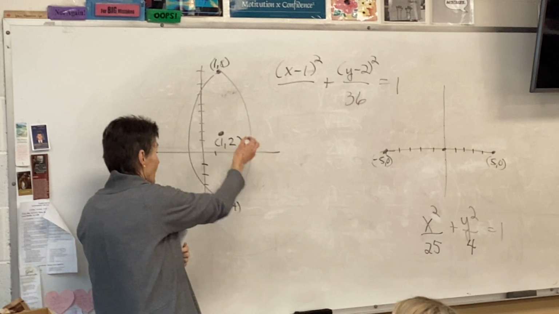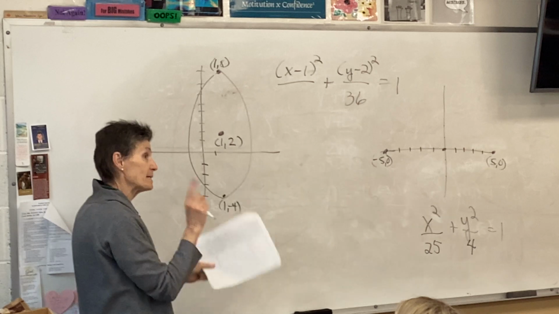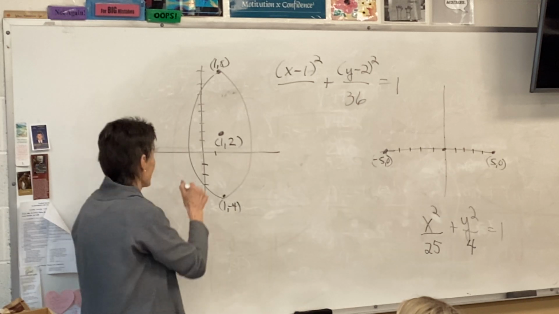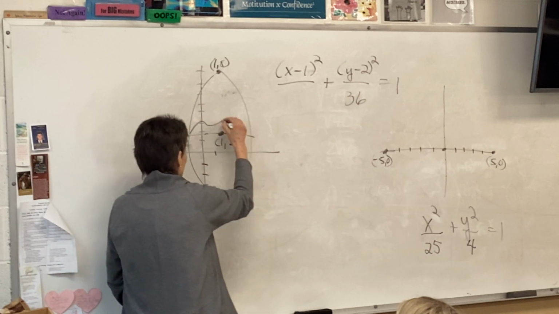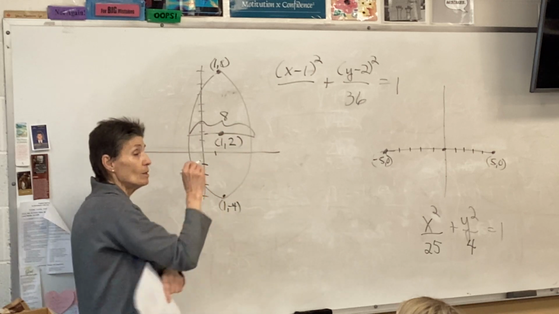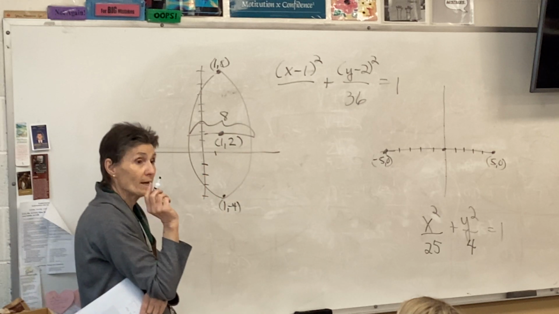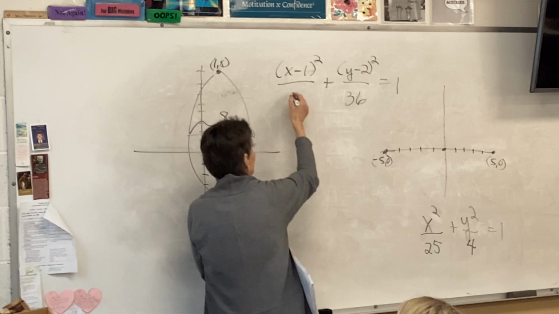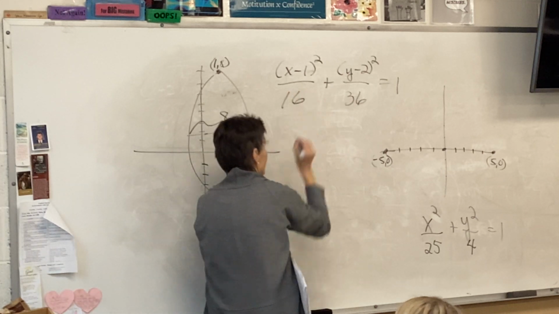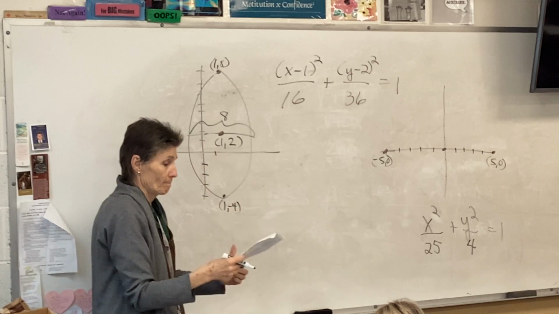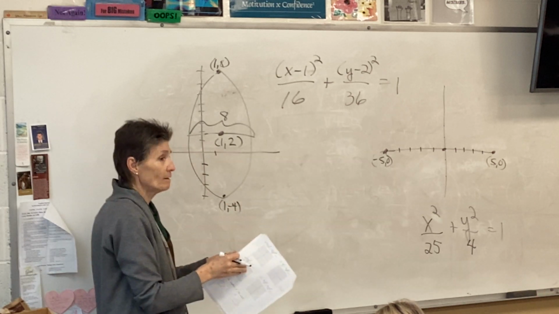Now I have no idea how far sideways I went, but they tell me the minor axis is 8 units long. So this whole thing is 8 units long, which means I did what? 4 each way, which means under X must be a 16. These aren't so bad, are they?